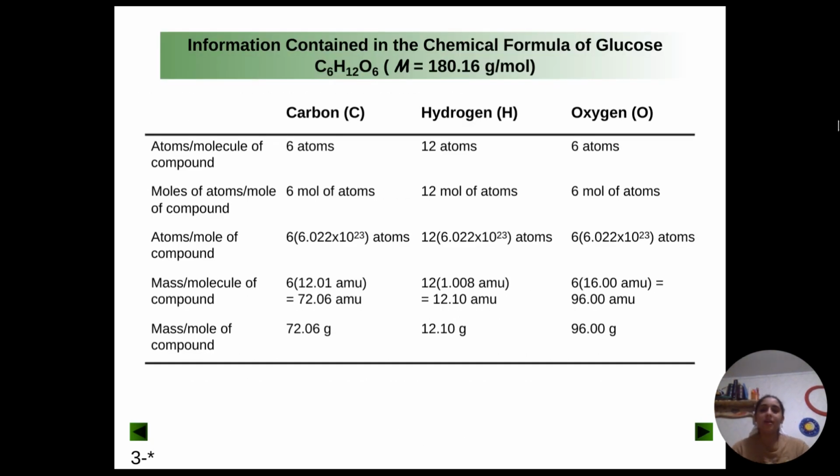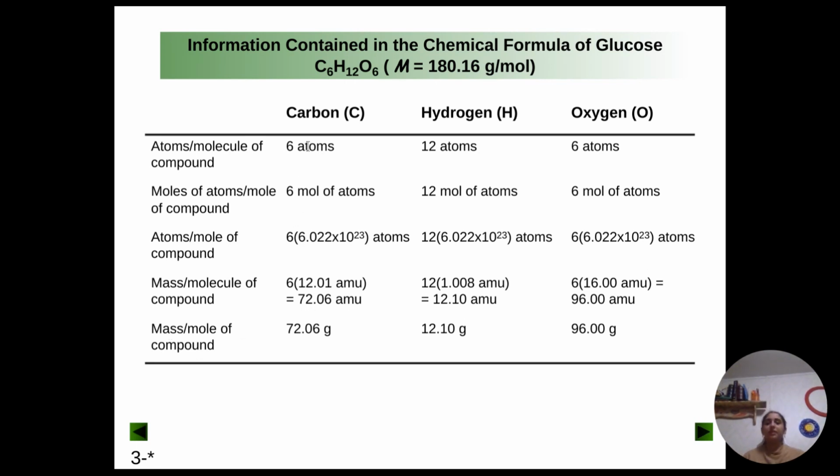Moving on, this is a chart that helps us understand the information that you can gain from just the chemical name of glucose, or the chemical formula. We have the molar mass there. The columns on the top are carbon C, hydrogen H, and oxygen O. And then we have atoms per molecule of compound, moles of atoms per mole of compound, atoms per mole of compound, mass per molecule of the compound, and the mass per mole of the compound.